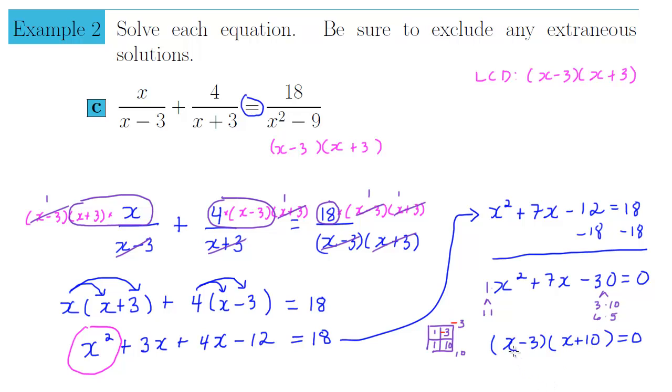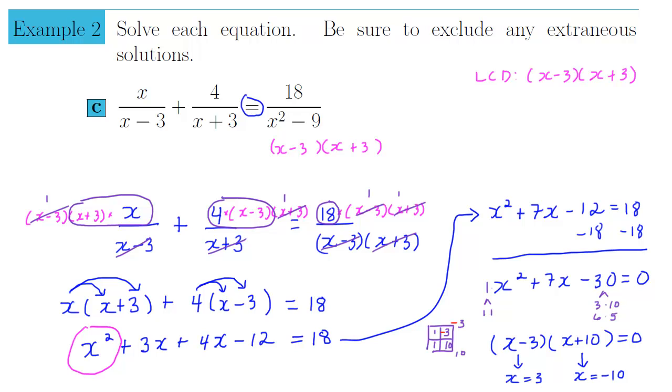Okay, so the only way x minus 3 times x plus 10 can equal 0 is if each individual factor equals 0. I'm running out of room, so let me just give you the solutions here. If x minus 3 equals 0, then x has to equal 3. And if x plus 10 equals 0, then x has to equal negative 10. So these are our possible solutions to this rational equation. It took us a long time to get here, but there they are.